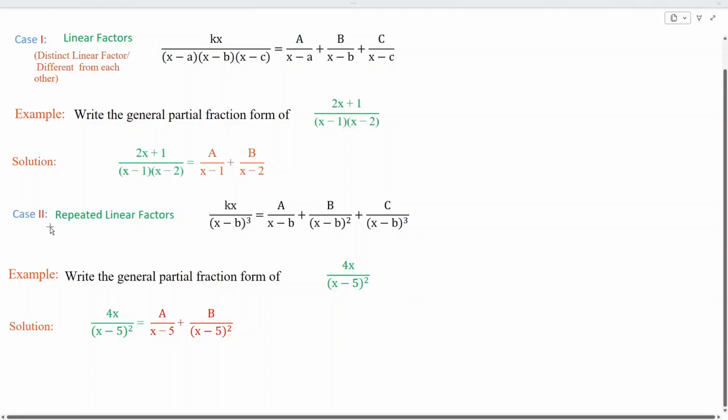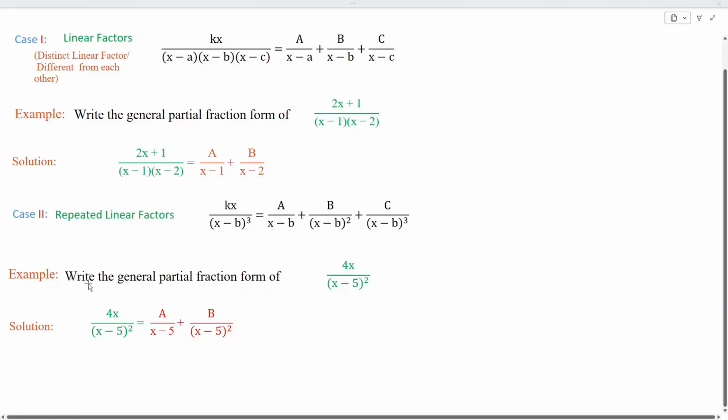Case number 2. If there are repeated linear factors, it means that if x minus b is appearing 2 times, 3 times or 4 times. We can see x minus b is a linear factor, but whole power 3 shows that it is repeating 3 times. In such a case, we will write it as equal to A over x minus b plus B over x minus b whole square plus C over x minus b whole cube.